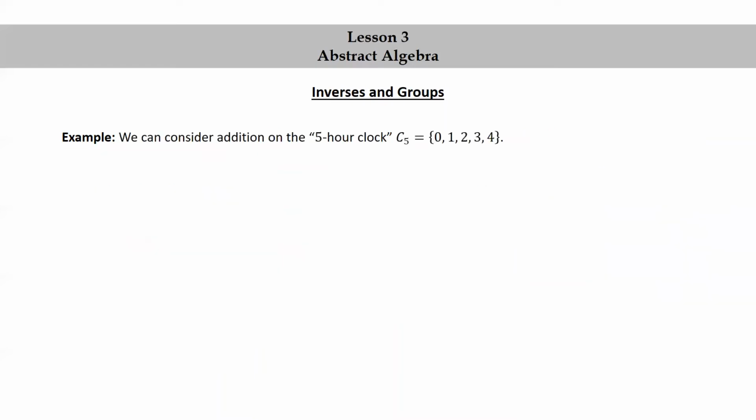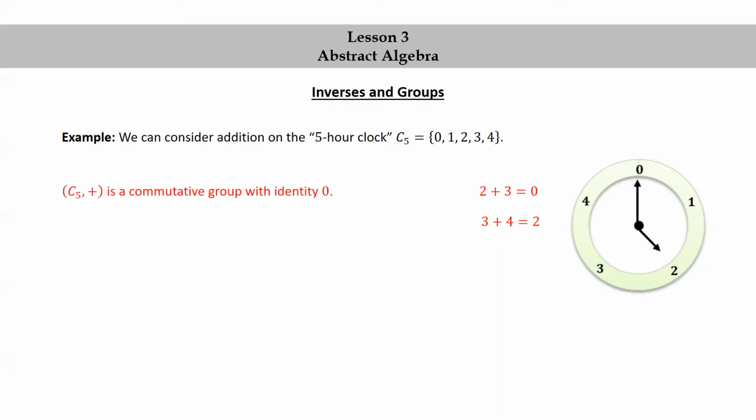We can consider addition on the 5-hour clock. C5 equals the set consisting of 0, 1, 2, 3, and 4. Here's a picture of a 5-hour clock. For example, 2 plus 3 is 0, and 3 plus 4 is 2. C5, together with addition, is a commutative group with identity 0. We have the following inverse pairs: 1 and 4, and 2 and 3. Also, 0 is its own inverse.